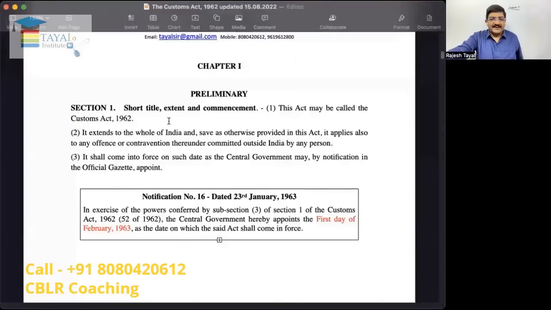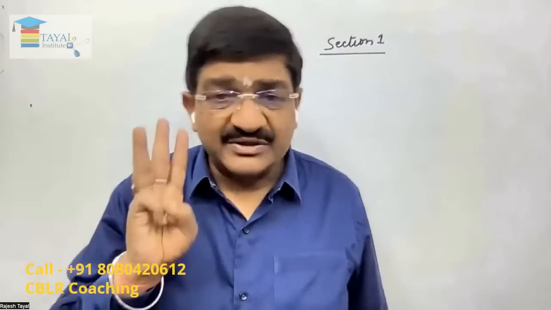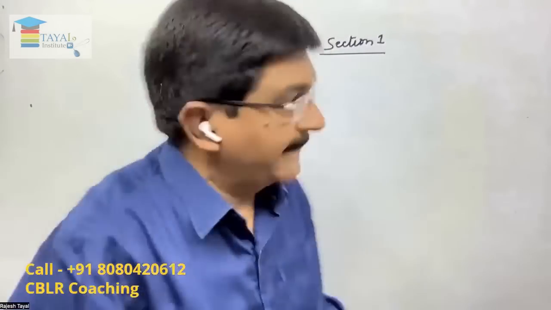Here it is. Section 1, this is short title, extent and commencement. Subsection 1 says this Act may be called the Customs Act, 1962. Subsection 2 says it extends to the whole of India and, save as otherwise provided in this Act, it applies also to the offences and contraventions thereunder committed outside India by any person. And number 3, it shall come into force on such date as the Central Government may, by notification in the Official Gazette, appoint. So there are 3 subsections in Section number 1.